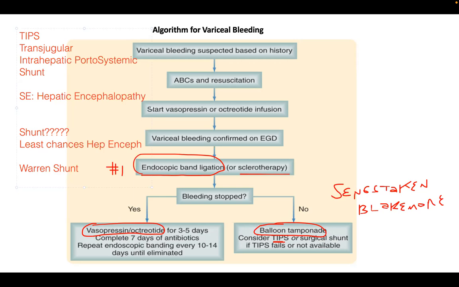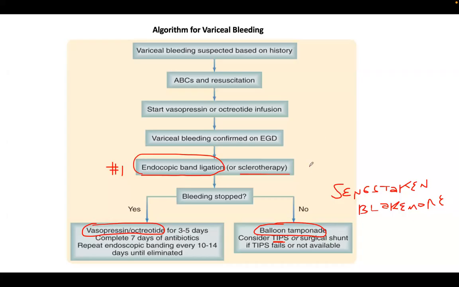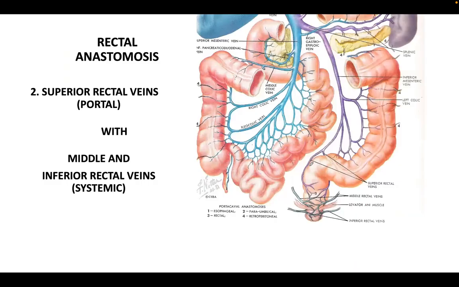What is the other name of Warren shunt? What does the surgery book say? It is Warren shunt or hepatorenal shunt. So make sure everyone jots this down. Hepatorenal or a Warren shunt. So please take note of this algorithm for the management of variceal bleeding.